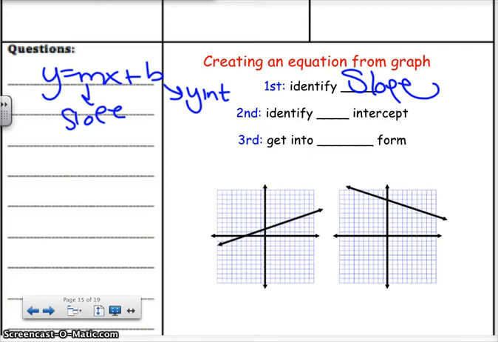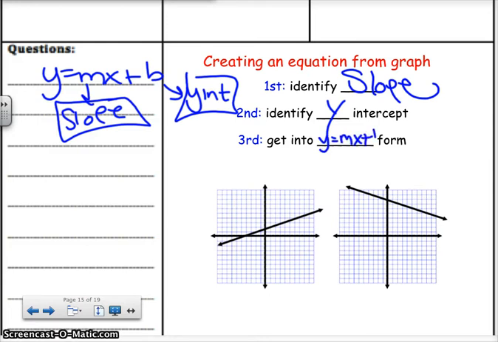Because that's what I need. The other thing I need to make a line is my y-intercept. So I need to identify what my y-intercept is. And then I'm going to get into slope-intercept form, mx plus b. Slope-intercept, because you got the slope first, the intercept second.